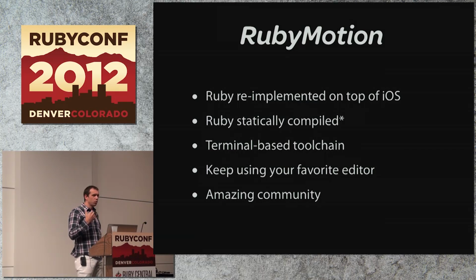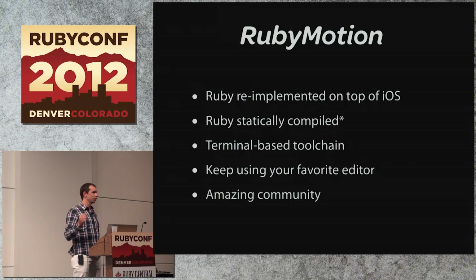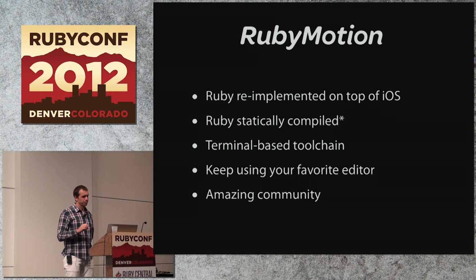First off, RubyMotion is a complete implementation of Ruby 1.9. It's statically compiled, so it's not an interpreter that runs inside your phone. You take your Ruby code, it statically compiles it down to machine code. We'll talk about that. And then it runs within your phone as any Objective-C application would run inside your phone.